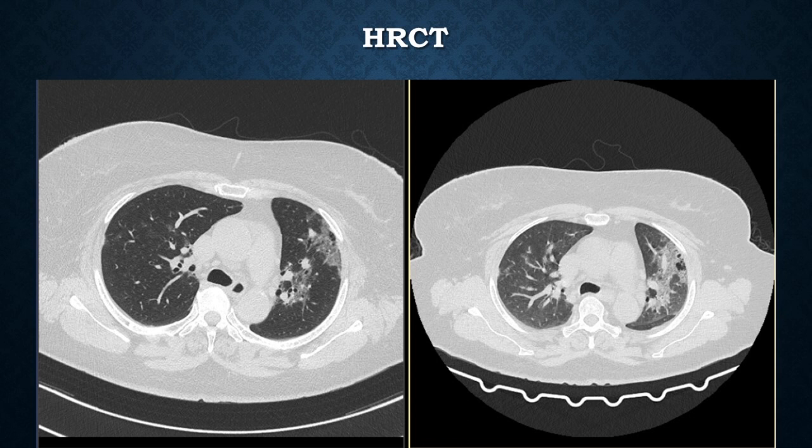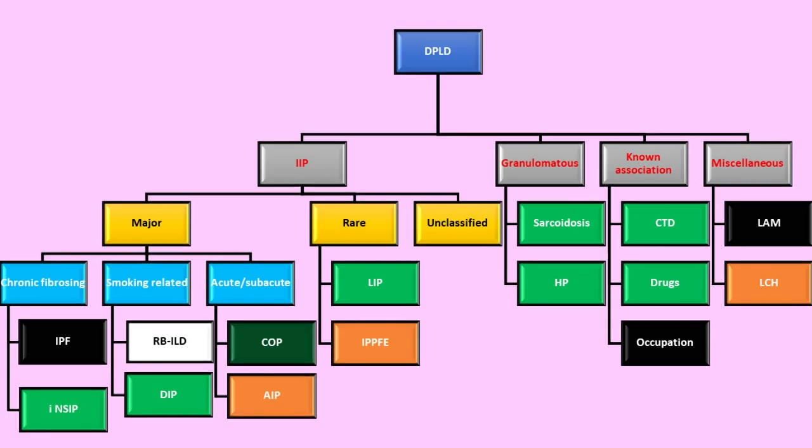This I took from the MDT that happened Saturday. So the plan of the MDT was to do a bronchoscopy to rule out infection. If infection is ruled out, add on a second line drug, second line immunosuppression. So immunosuppression probably has to be included. That's my last slide to conclude, to say that is DPLD.